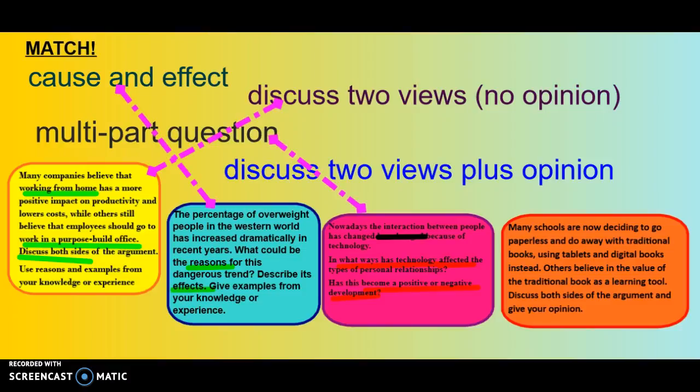So if we now look at the last task, many schools are now deciding to go paperless and do away with traditional books, using tablets and digital books instead. Others believe in the value of the traditional book as a learning tool. Discuss both sides of the argument and give your opinion. So we're talking about tablets or traditional books. You have to discuss both sides and give your opinion. So I'm going to match discuss two views plus opinion to the last task.